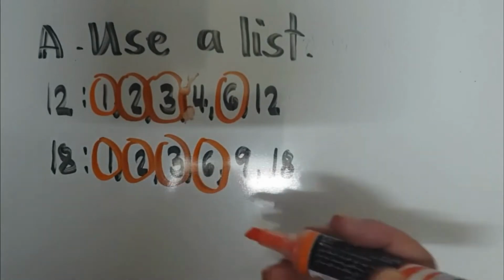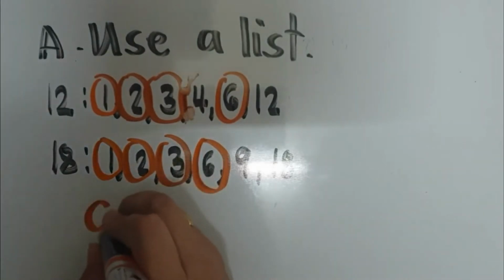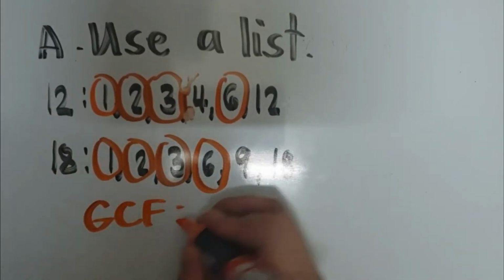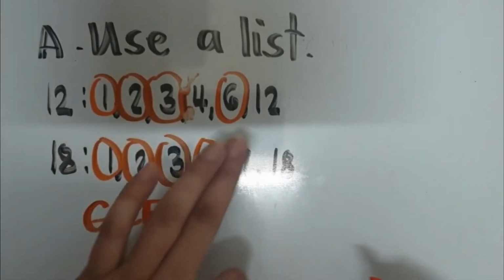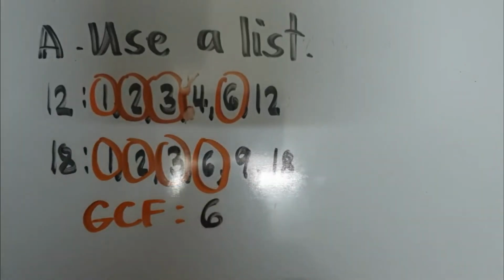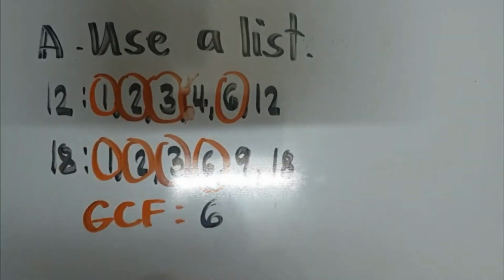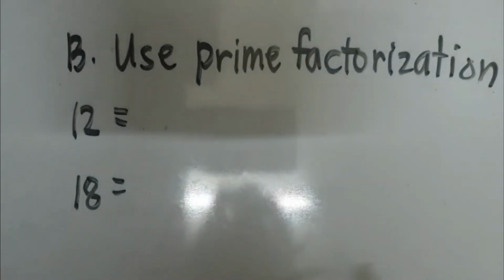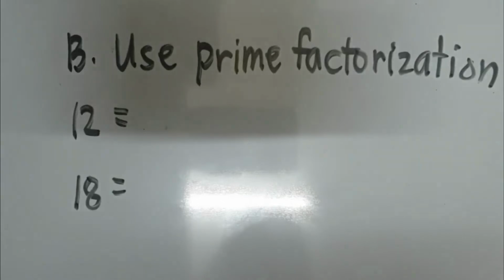And then from the word itself, greatest common factor, we will get the greatest, or the biggest number that is common to these two numbers, and that is 6. So that means the GCF of 12 and 18 is 6. Another method that we can use is prime factorization.